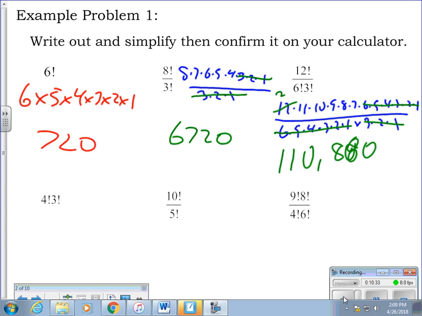These numbers can get very large, very fast. If you do 12 factorial by itself, your calculators can't handle it too well. It'll actually give a number with scientific notation on it. And there's actually one of the problems we do where it will not do the problem because it does not have enough memory space to do the problem.